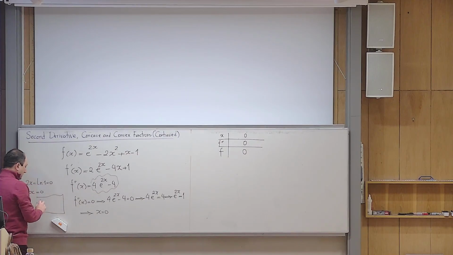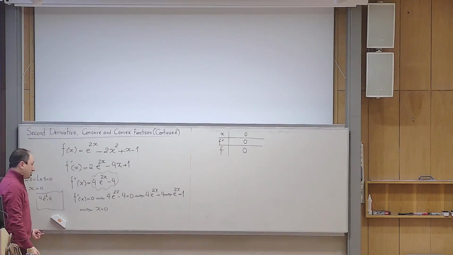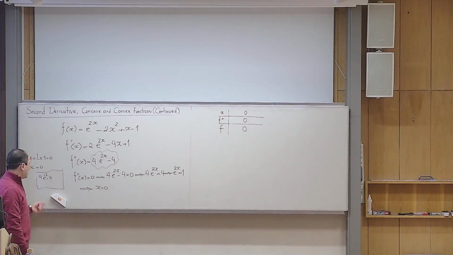If I put minus 1 there, it becomes e to power minus 2 and then minus 4. Okay, is this number positive or negative? Let's assume that you don't have a calculator available. So is it positive or negative?